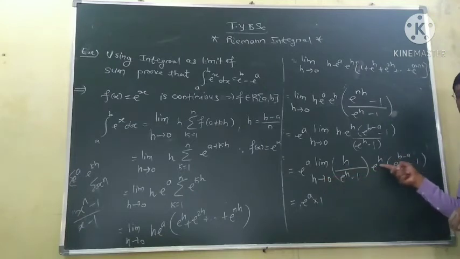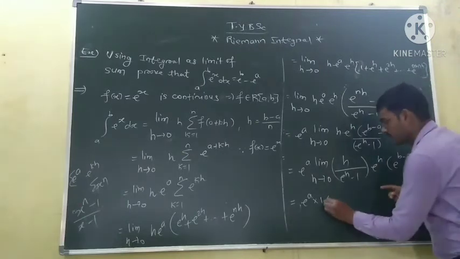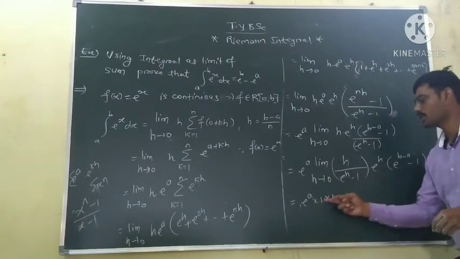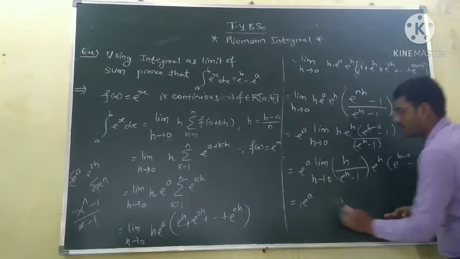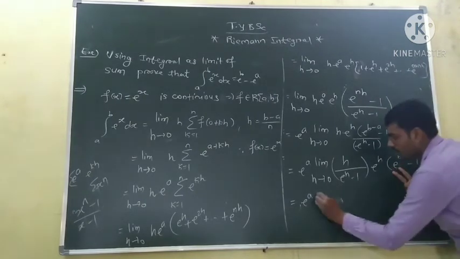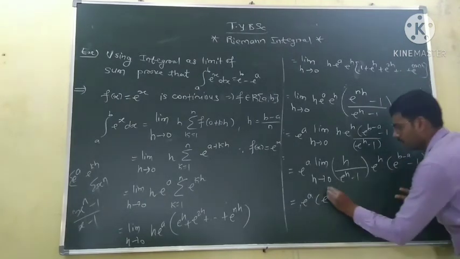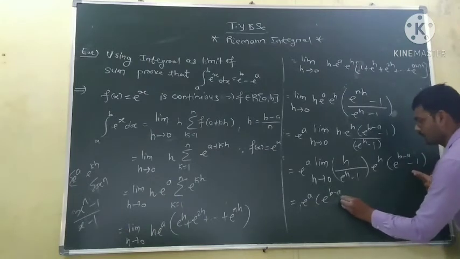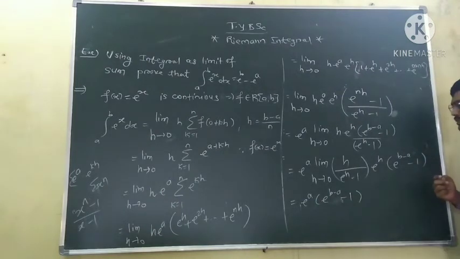Again h tends to 0, then e raised to power h tends to e raised to power 0, and e raised to power 0 is equal to 1. So it is 1. So e raised to power a into 1 into 1. So it is equal to e raised to power a, and this in bracket e raised to power b minus a minus 1 as it is.